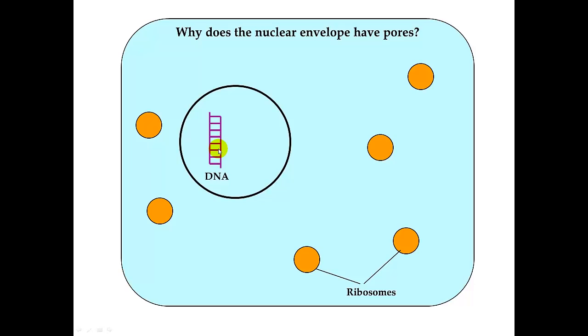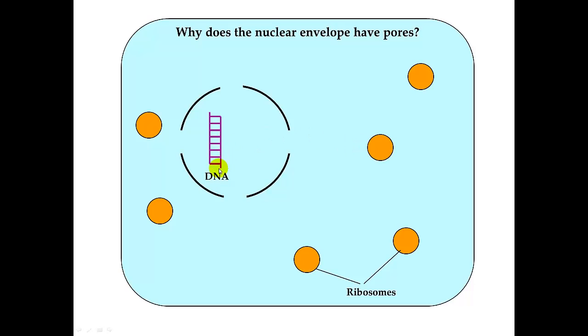You can't have the recipe in a different city because you can't read it and do the actual cooking at the same time. So the same thing here: there has to be a way to get the instructions together with the place that the proteins are actually being made in order for that all to happen. And so that's where the holes come in. We mentioned that the nucleus contains pores or holes, and basically they're there to allow the information for making the protein to get together with the place where the protein is actually produced.